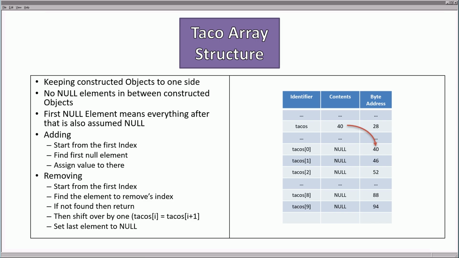Let's take a look at the algorithm for adding an element in this way. First thing you do is start from the first index. So you would start at index 0. From there, what you would do is find the first null element. Well, luckily, index 0 is null. So if we are passing the reference, the memory address that we want to assign to here, we can just assign it at that index 0. So let's assume that it was 86. This taco object is constructed at memory address 86, and now this first element references that object.